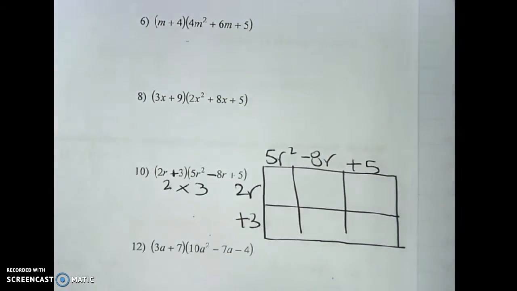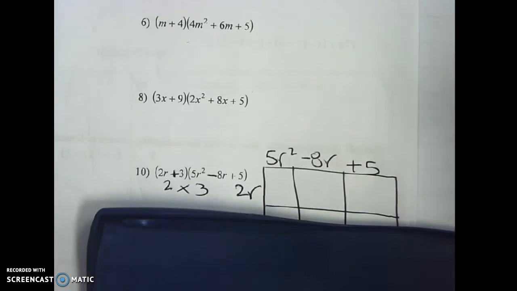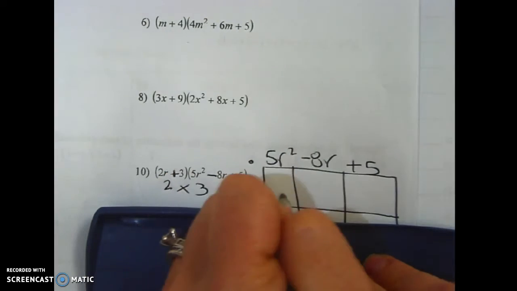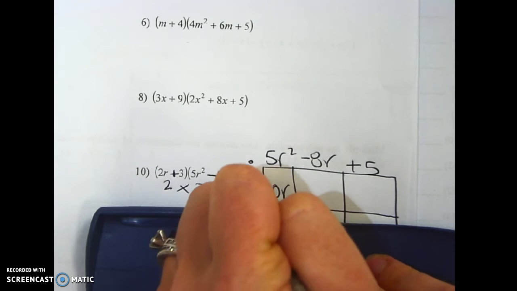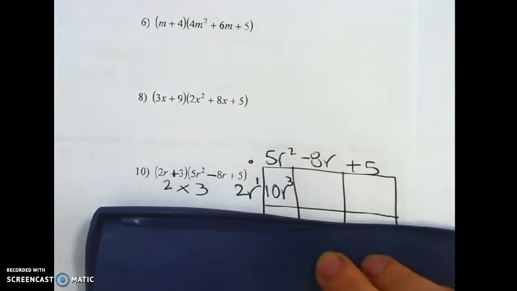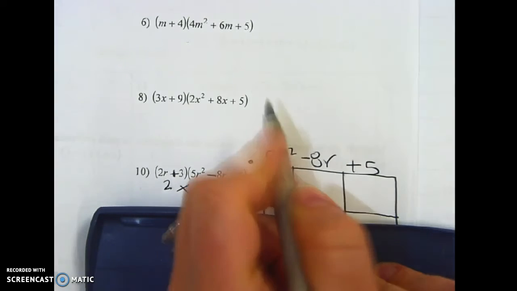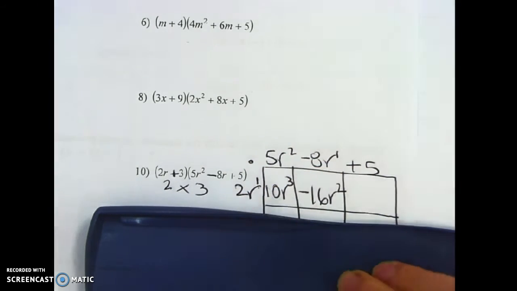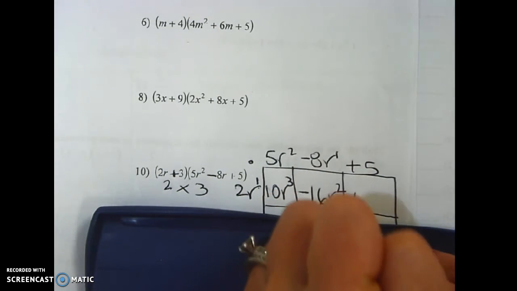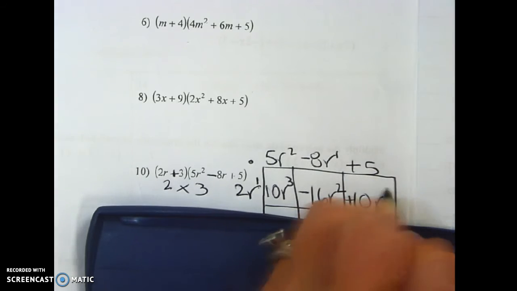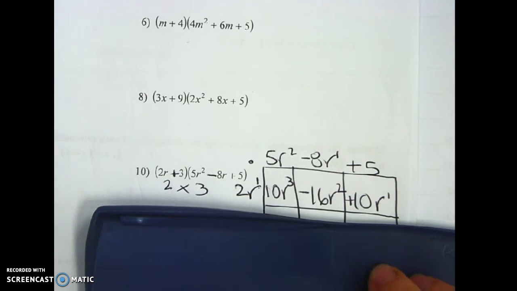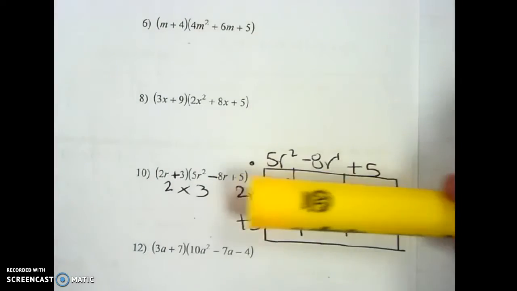Okay, just like I did before, I'm going to cover the bottom row. You don't have to do that, but if it gets you more focused, then that's a great thing to do. 5 times 2 is 10r. There's 1 here and 2 here. That makes 3. 2 times negative 8 is negative 16. I have 1r and 1r. That makes 2r's. And then 2 times 5 is positive 10. R to the first. I don't need the 1, but if I want to do it, 3, 2, 1. Perfect. Now I'm going to cover the top row.